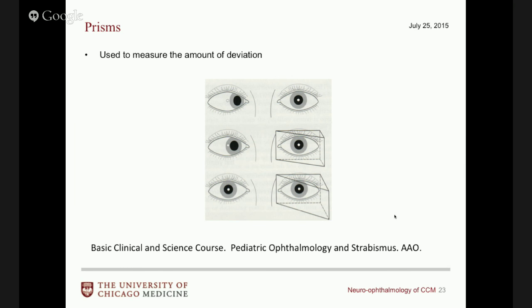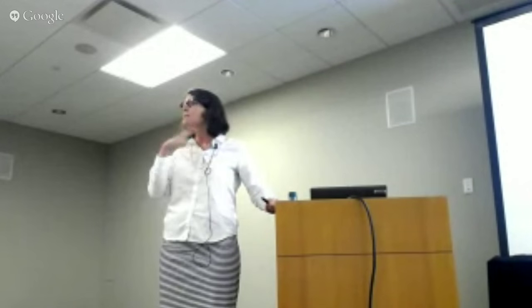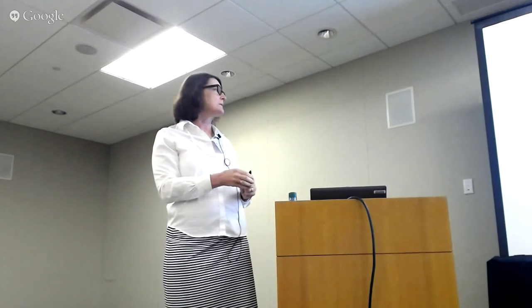straight ahead, right gaze, left gaze, up gaze, tilt. Remember, the eyes are very complicated. Not only do they look up and down, they also have torsional movement. So we can do head tilts as well. And in doing all those measurements, we can say, well, this is a sixth, or this is a partial third, or this is a fourth, or a combination of them. It helps us figure out where the problem lies.